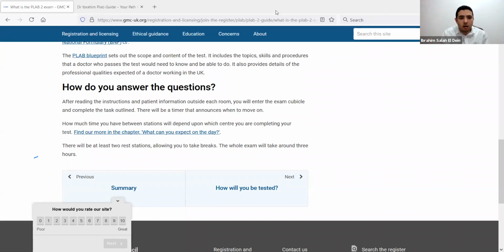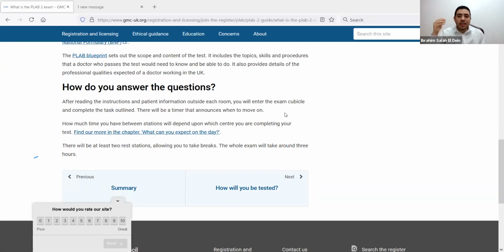Okay, coming back to the website here. How do you answer the question after reading the instruction and the patient information outside each room? You will enter the exam cubicle and complete the task outlined. There will be a timer that announces when to move on. So after reading the station, you will have 8 minutes starting from entering the cubicle.